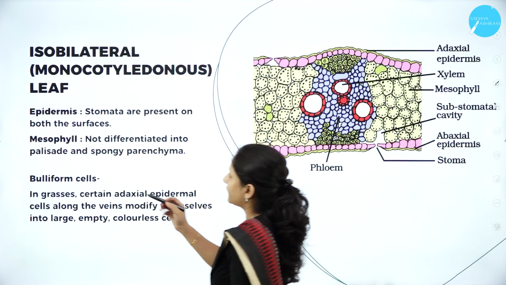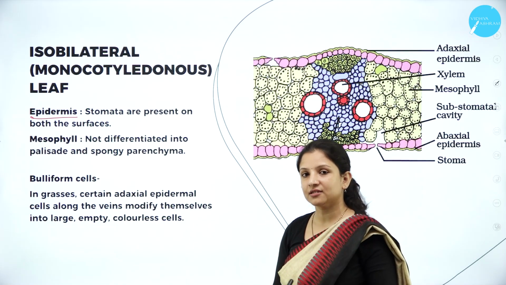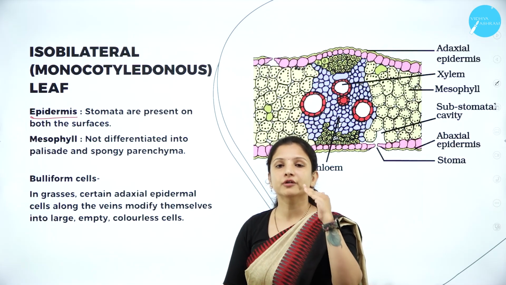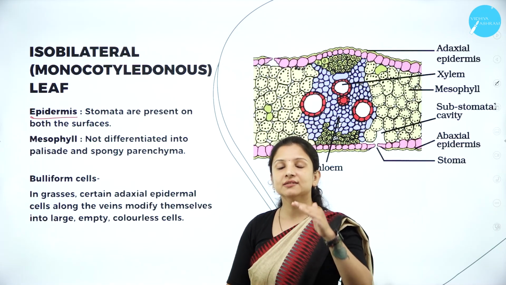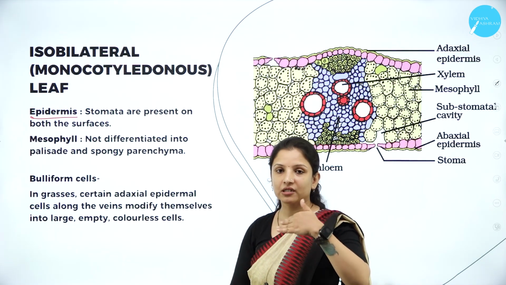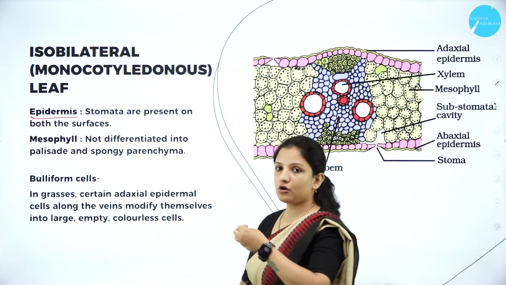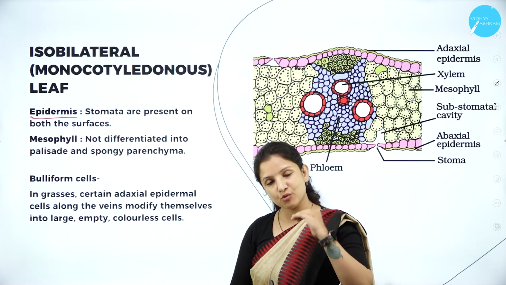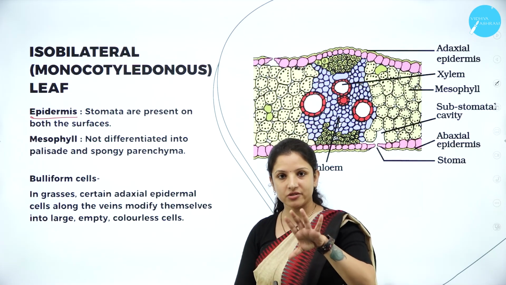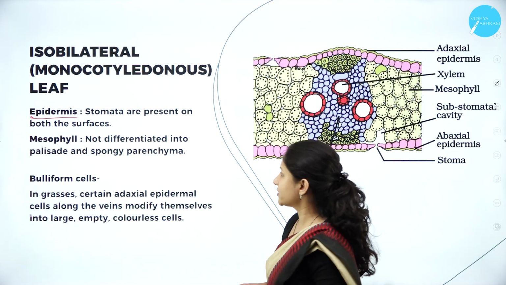Here also they have the epidermis, in which stomata are present on both surfaces. In the dicotyledonous leaf, stomata were present more on the lower epidermis, that is, the abaxial epidermis. Stomata were almost absent in the upper epidermis or the adaxial epidermis. But in monocots, the stomata are present in both the upper and the lower epidermis. No changes there. That is also one of the reasons why we call it an isobilateral leaf.